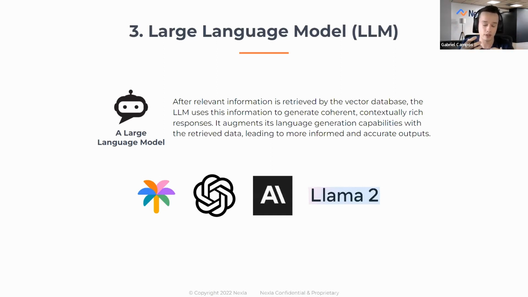This way, when the LLM generates a response, it's not only guessing, but it's using specific and relevant information to make its answers more informed and on point. This combination is basically what makes our chatbot smart and helpful.